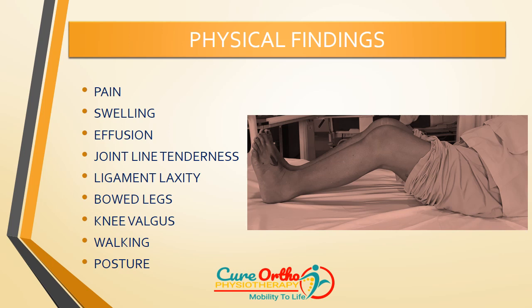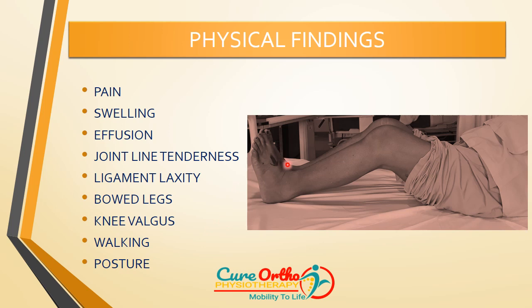Physical findings: you will find the patient with severe pain and severe swelling of the knee joint. There can be effusion. There will be joint line tenderness when you touch it. Ligament laxity is present. The patient can have bow legs, varus legs, or valgus legs. You can see the walking pattern of the patient, and also, very important, the overall posture of the body and posture of the knee joint.